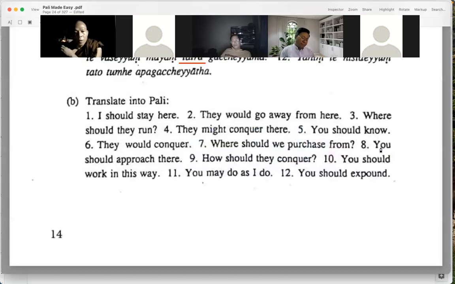So yeah, you should approach there because of you. So babu niya si. Tuan babu niya si. But here, there means that don't that babu niya si, or as a plural, don't me that babu niyata iyata. Okay, iyata. And then how should they conquer?